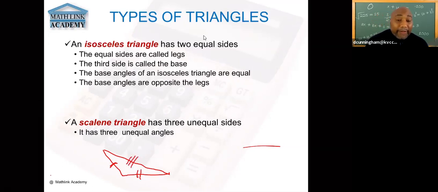Notice I have three different marks, and it's telling me that these three sides have different lengths, and also all three of the angles are different. So make sure you understand a scalene triangle has three unequal sides, while an isosceles triangle has two equal sides. And what we discussed earlier is that an equilateral triangle has three equal sides with three equal angles.